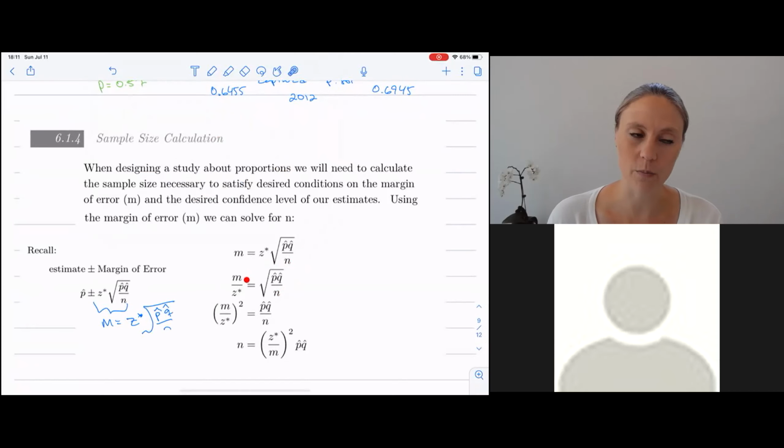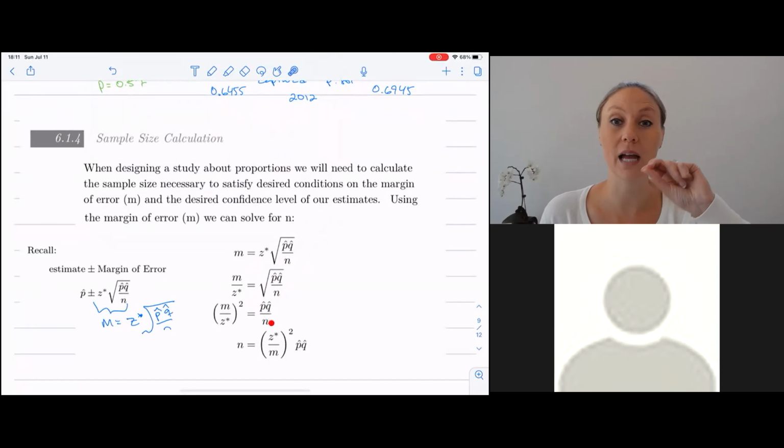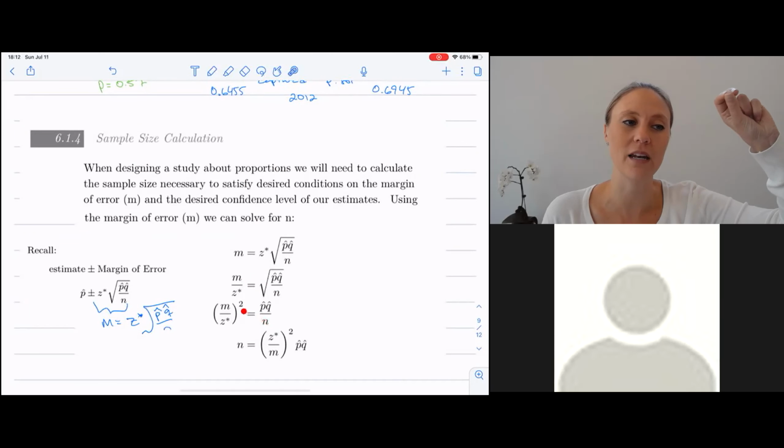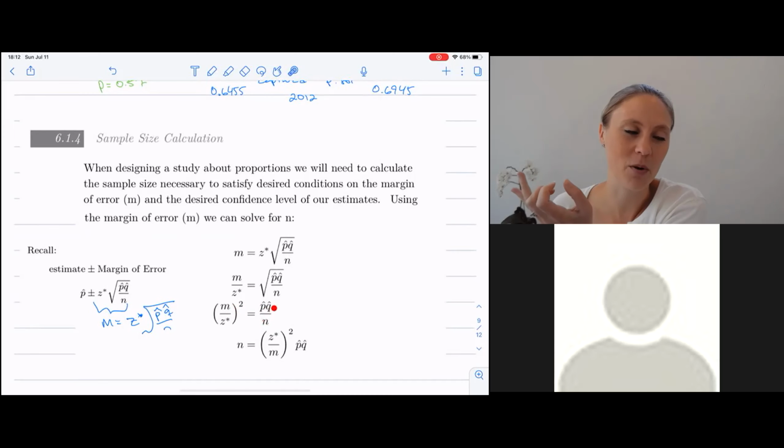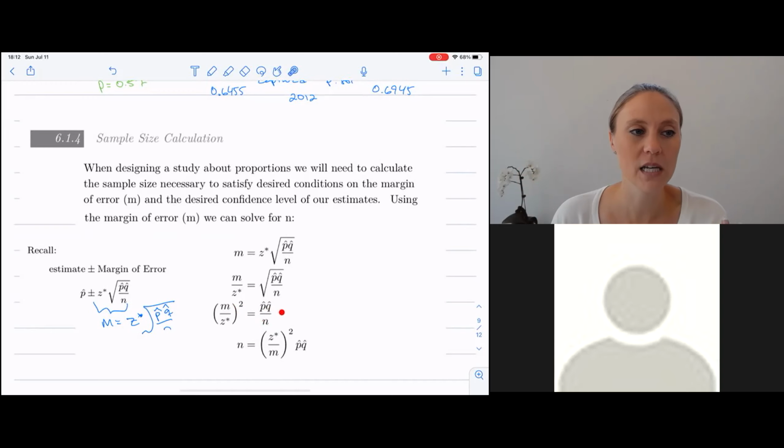And so we can divide both sides by Z star, and then we can square both sides to get rid of the square root. And then we kind of do a switcheroo, right? In my mind, I multiply the n over to the left-hand side, and then I divide the M over Z star squared over to the right-hand side, which flips the denominator and the numerator. And so I get Z star over M, squared, times P hat Q hat.